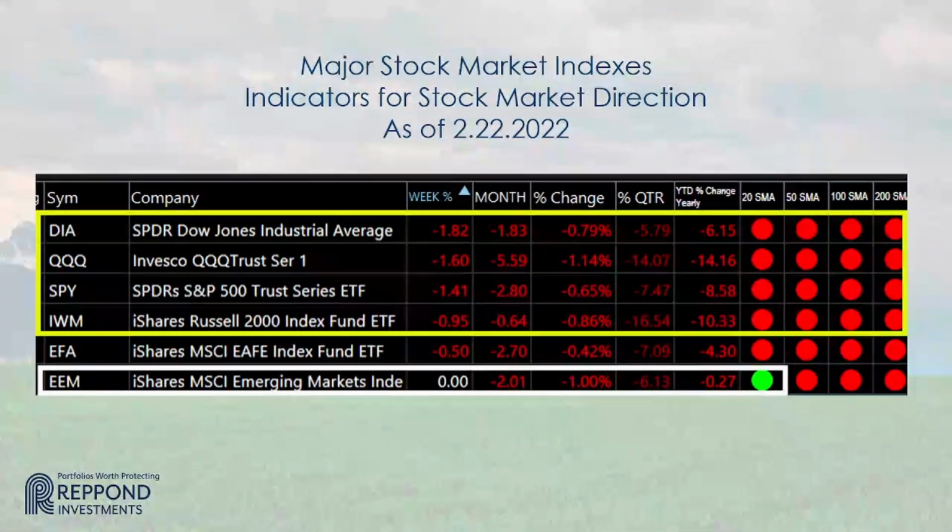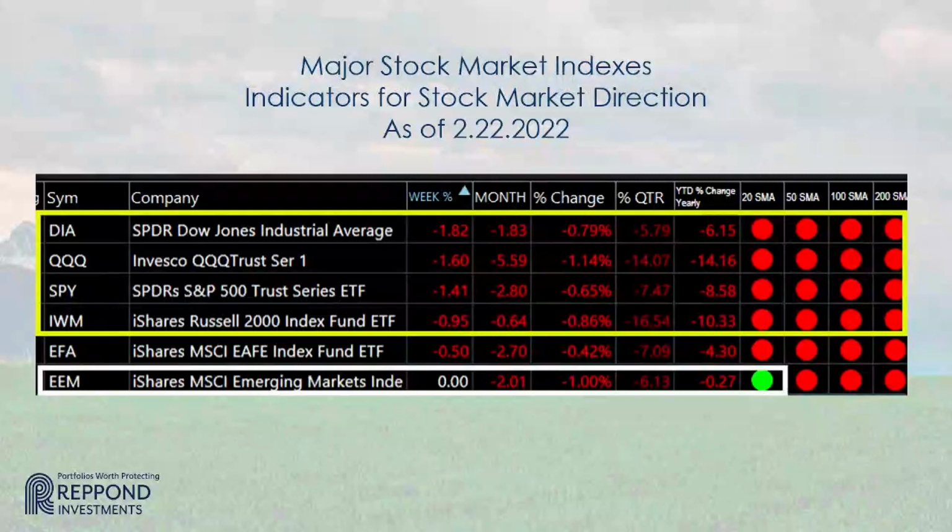When we get to the foreign markets, the developed countries, EFA, again similar to the U.S., is below all of its moving averages. EEM, which has been down for a long, long time, has actually broken above the 20-day moving average. So that one's green. It's the only one that has one green indicator. That doesn't mean it's necessarily the most positive, but for this time period, it was slightly above the 20-day moving average.